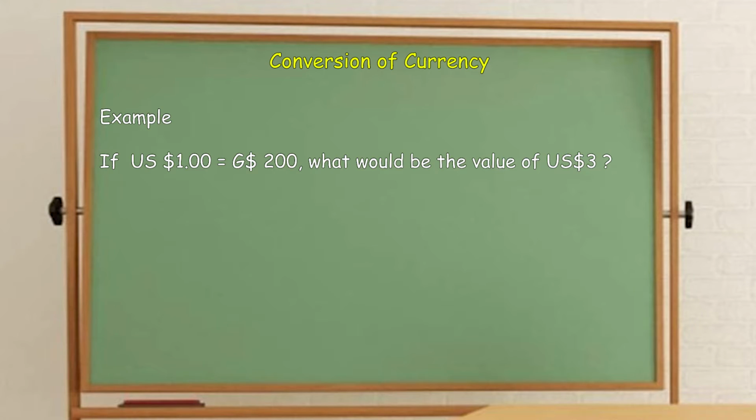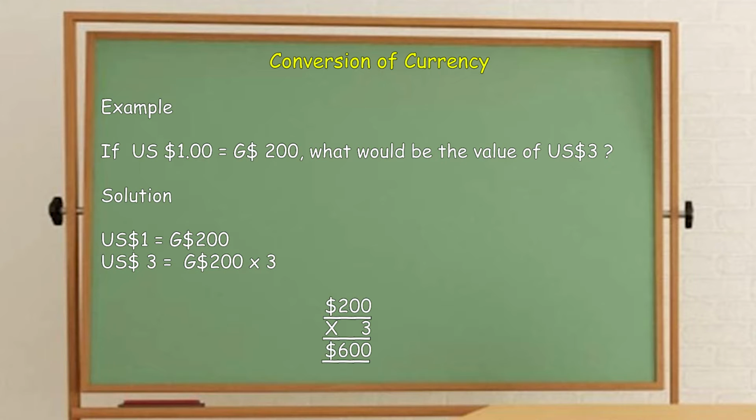Let's quickly go to the first example. If $1 equals 200 Guyana dollars, what would be the value of $3? Our solution. $1 equals 200 Guyana dollars. Therefore, $3 will be equal to 200 Guyana dollars multiplied by 3. 200 times 3 will give us a total of 600. Therefore, $3 is equal to 600 Guyana dollars.